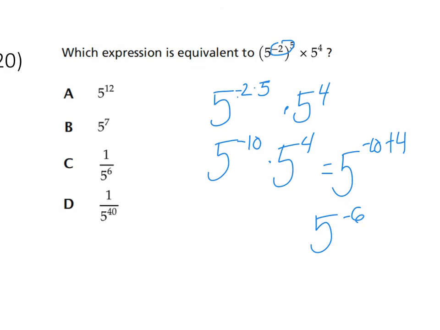I'm looking here, none of my choices have 5 to the negative 6th power, but I know if I have a negative exponent, you can put it over 1 and then flip it. 1 over 5 to the 6th. The answer choice that matches that is C.